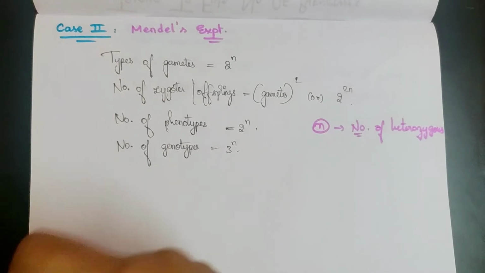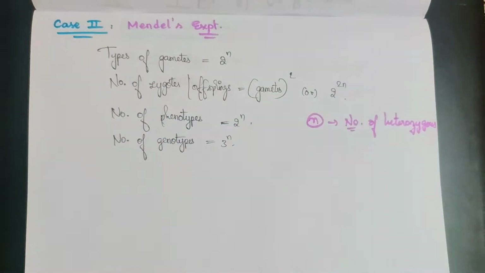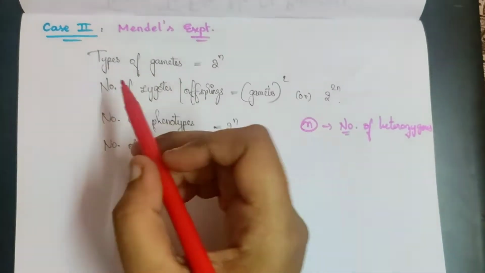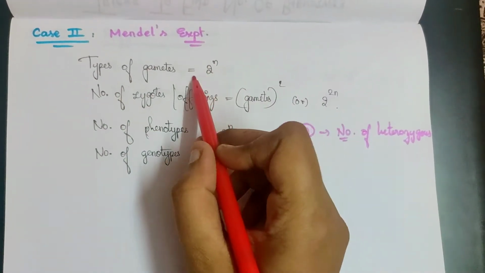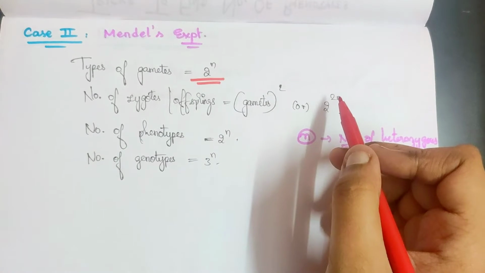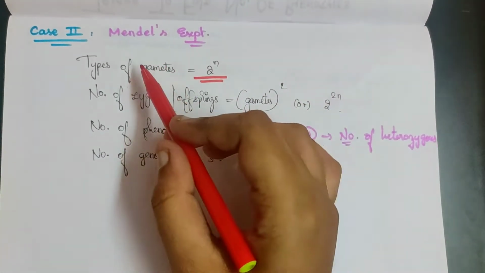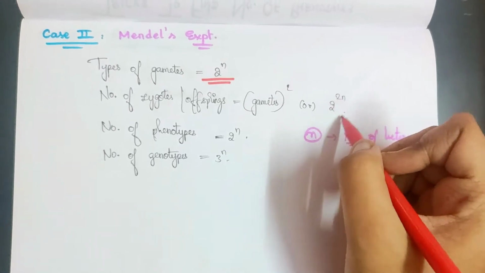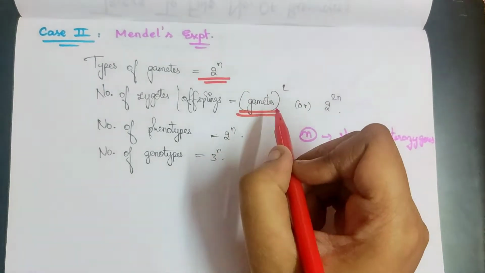See what you have to use here. Mendel's experiment means it could be either a dihybrid cross or a trihybrid cross. Whenever they are asking for types of gametes, you should go for 2 power n. If they are asking for the number of zygotes, it is gametes squared, which is 2 power 2n. This we mostly don't use, we just go for gametes squared.